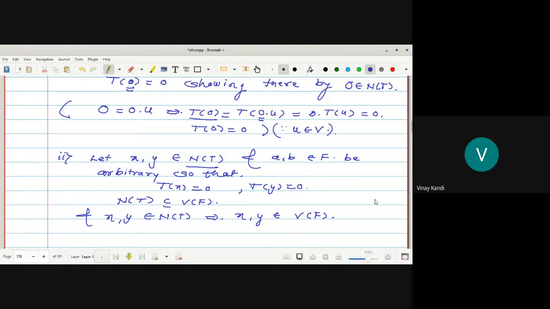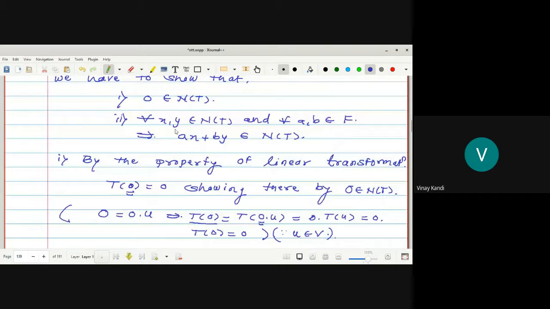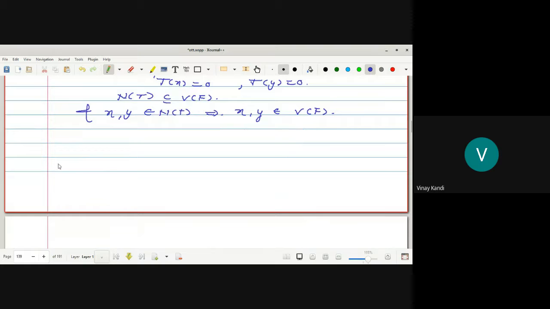Then what is the second condition? Here x and y belong to N of T and a and b belong to F. If ax plus by belongs to N of T, then N of T will be a subspace of V over F.